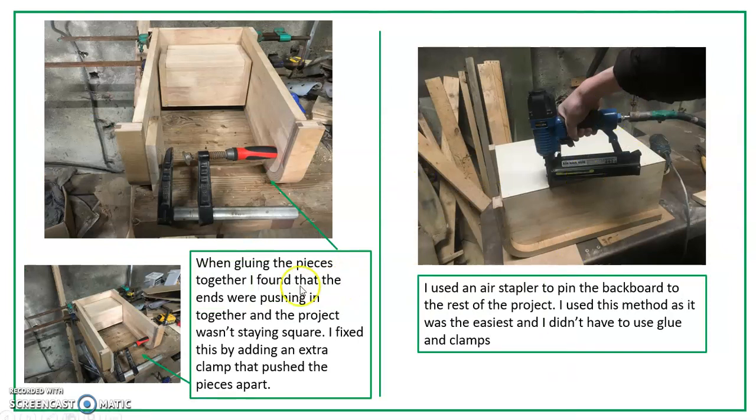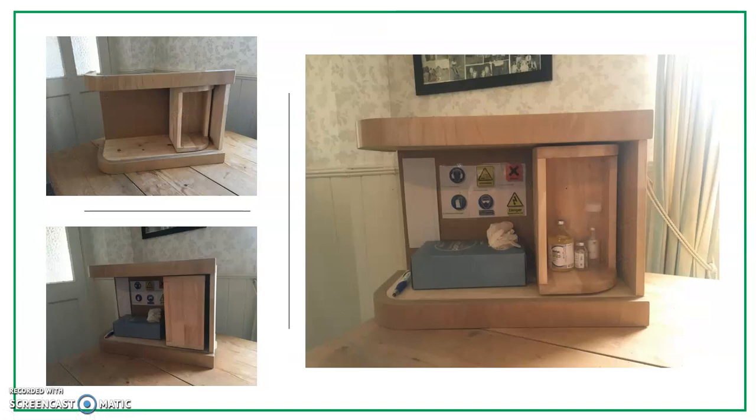The next problem that I encountered was when I was gluing these, I applied the clamps on the far side where pressure needs to be put on, but I found that this side then started pushing in. So I just used a clamp and pushed it out against it. I used the clamp in its opposite way, and I was able to push the two pieces apart, and then they glued correctly after that. And over on this side, I used an air stapler to pin the back on, really just for ease. And then this was my final project.